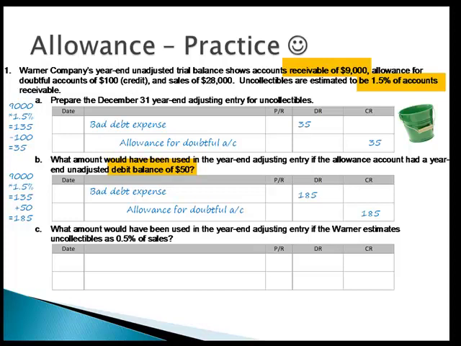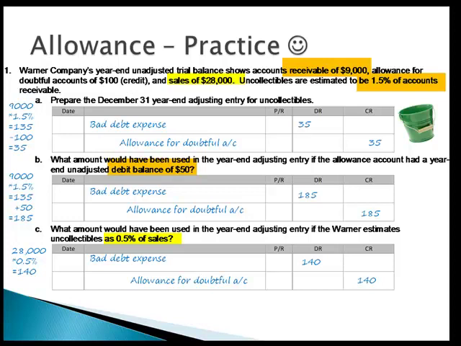All right, and see what would have been used in the year-end adjusting entry if Warner estimates uncollectibles as 0.5% of sales. Okay, sales, keep it simple. 28,000 times 0.5% is 140. Debit bad debt expense for 140. Credit the allowance account for 140.